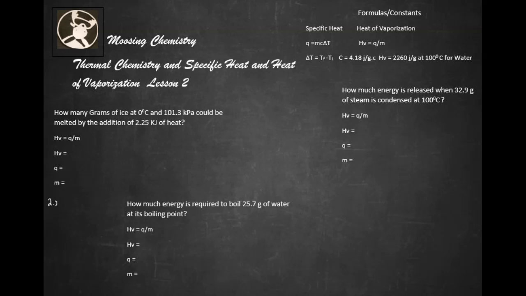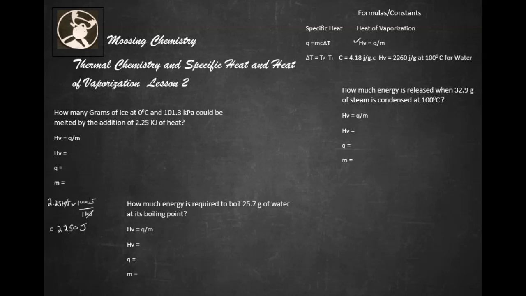So 2.25 kilojoules times 1,000 joules over 1 kilojoule, right? So that kilojoule cancels out, and that gives me 2,250 joules of energy. So now we're going to use the formula HV equals Q over M.